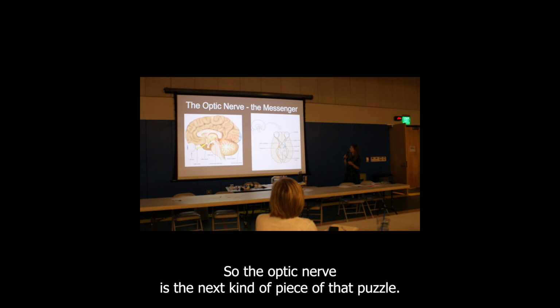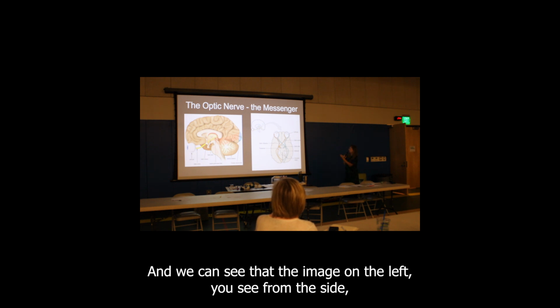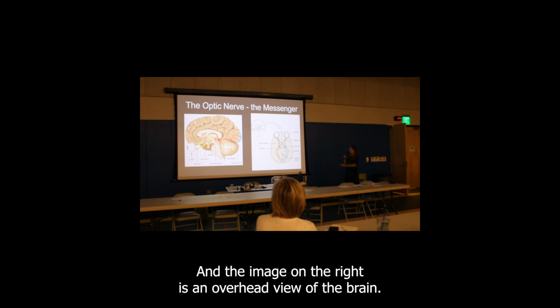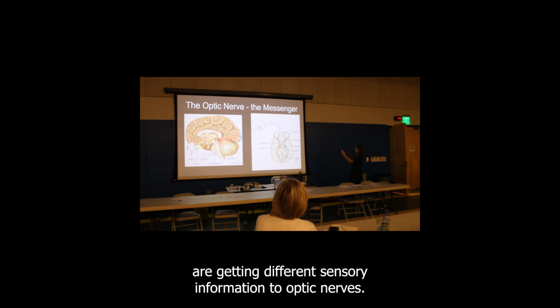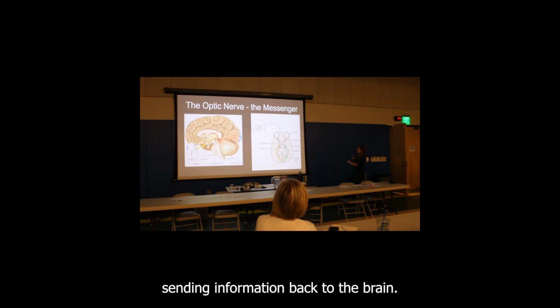So the optic nerve is the next piece of that puzzle, and so that electrical message from those photoreceptors travels down the optic nerve, and we can see that the image on the left, you see from the side, the eyeball, the optic nerve as it goes back to the brain. And the image on the right is an overhead view of the brain, and it's showing how both eyes are getting different sensory information, 2 optic nerves, and they actually come together and cross before sending information back to the brain.